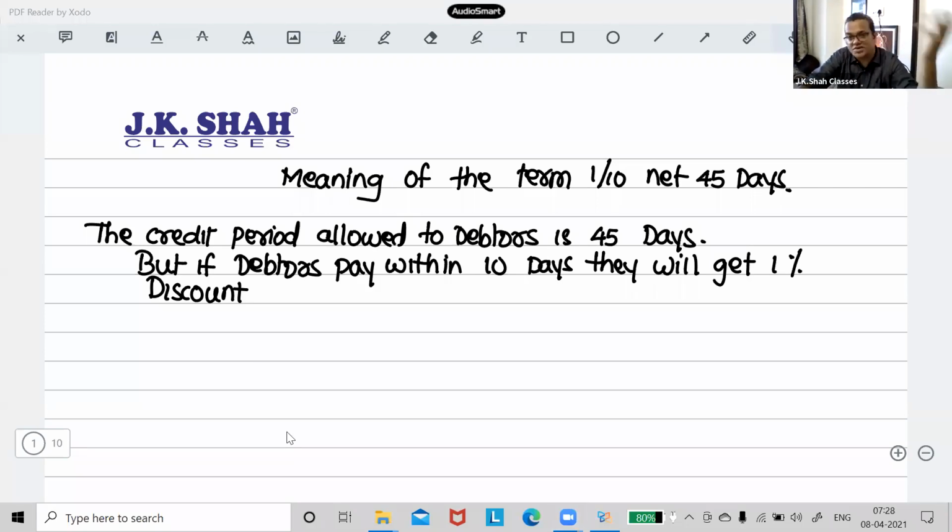Anyways, those who have missed it for their own reasons can again see this. The meaning of the term is clearly given. So 1 by 10 net 45 means that you will be allowed to pay within 45 days, but if you pay within 10 days, you will get a 1% discount. So 2 by 10 net 45 means that if you pay within 10 days, you'll get a 2% discount. That is the meaning of it. Okay, fine. Are you done till here, guys? I have to discuss some extra point related to this question. So you should be done and in a position to listen.